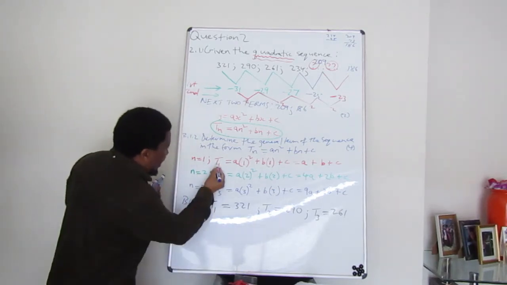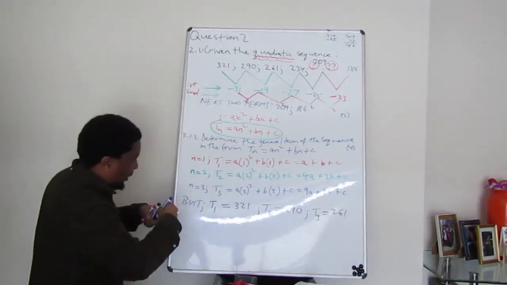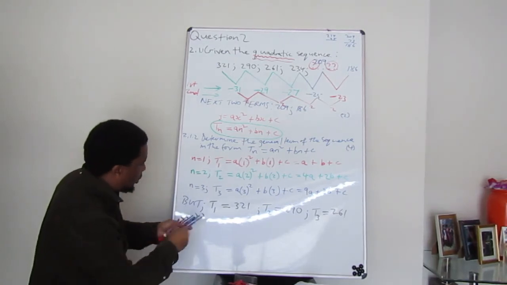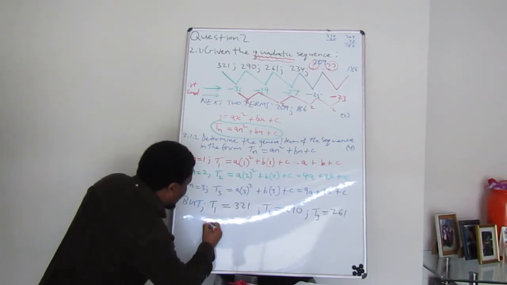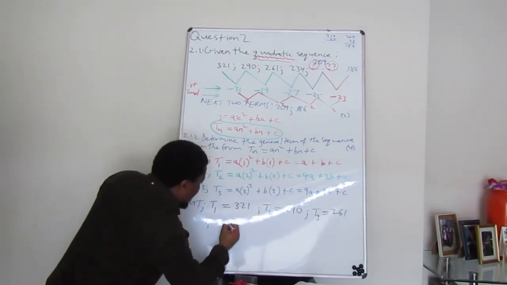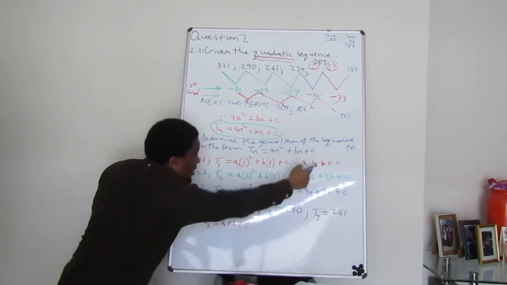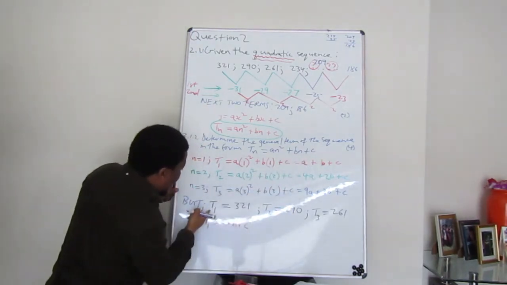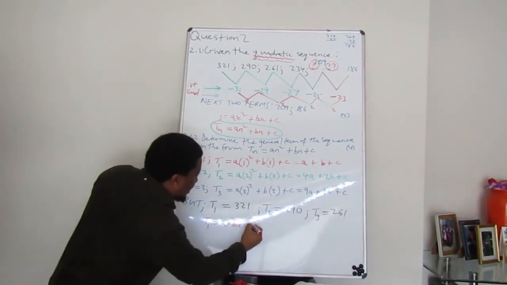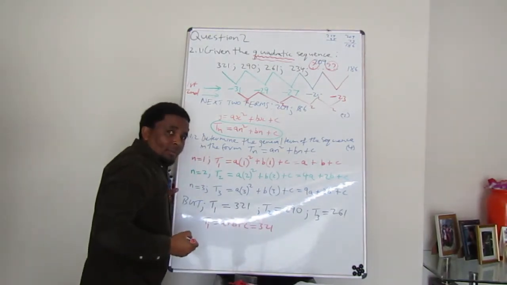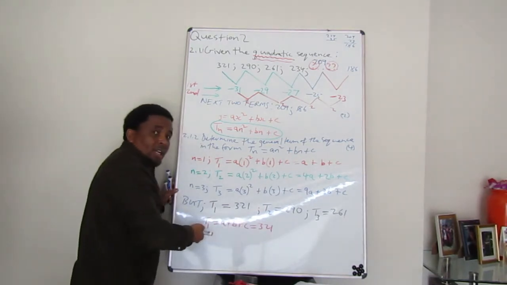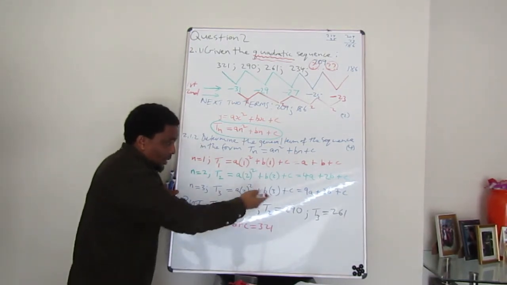Remember, we said here, let's go to red. Term 1, but term 1 is equal to A plus B plus C. That's what I got there now. And that term 1 is equal to what? That term 1 is equal to 321. Right? Then I've got a full equation here now.